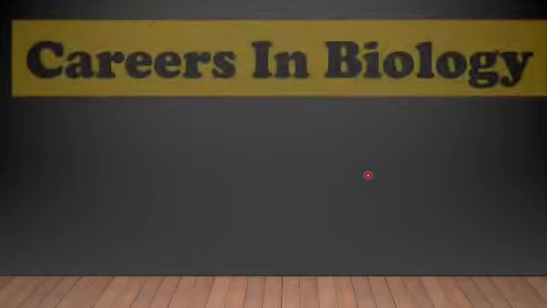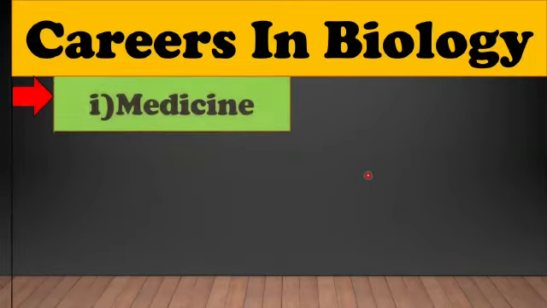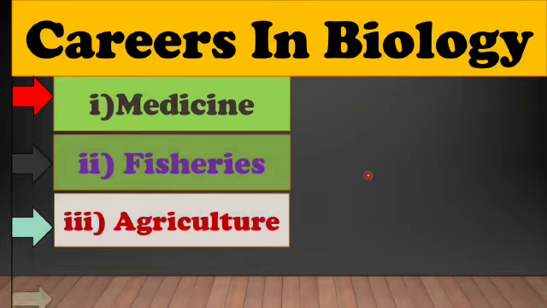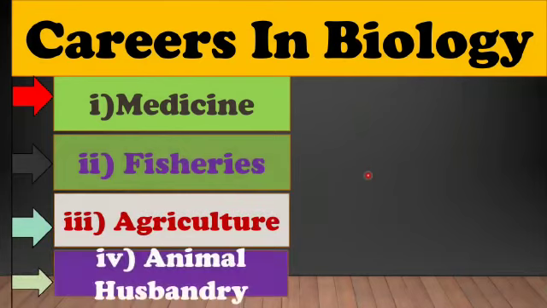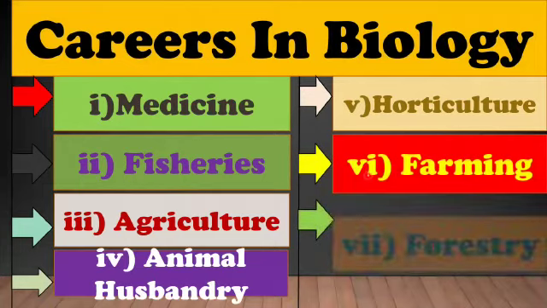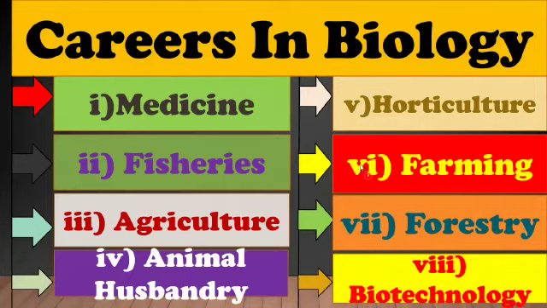As you all know, in the previous lecture we discussed a few careers, like medicine, then we moved towards fisheries, then we discussed agriculture, and the last that we discussed in lecture number 5 was animal husbandry. In this lecture number 6 we will do four more careers from your textbook: first is horticulture, next is farming, the third is forestry, and the last career from this textbook is biotechnology. Fine. So these are all the careers that we are going to discuss in lecture number 6.